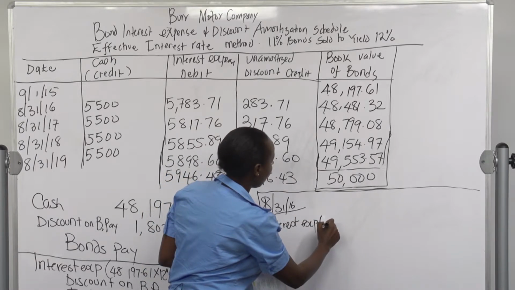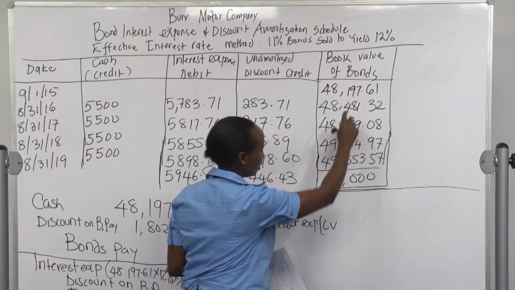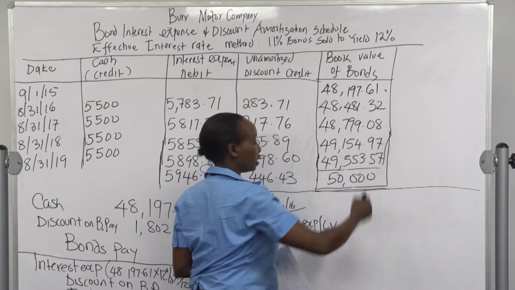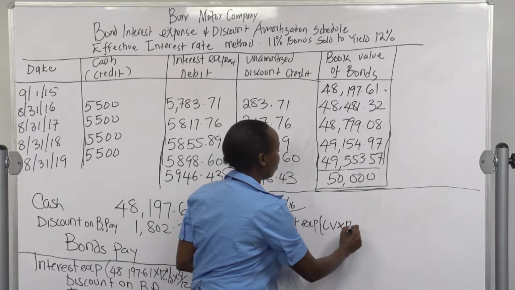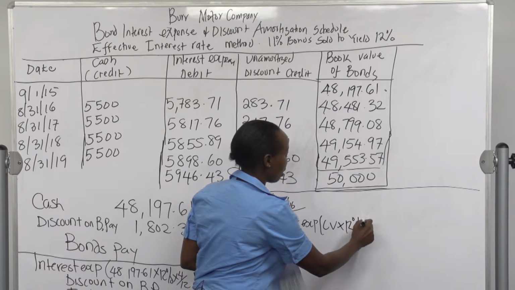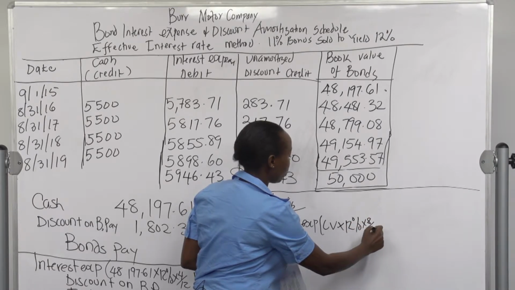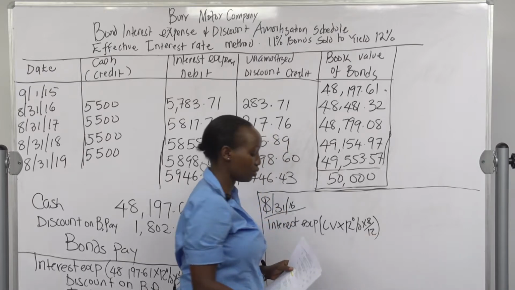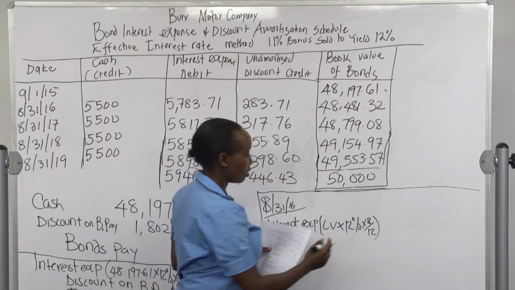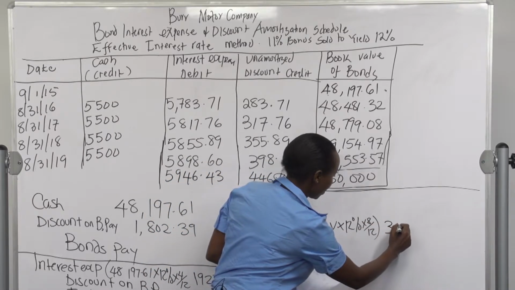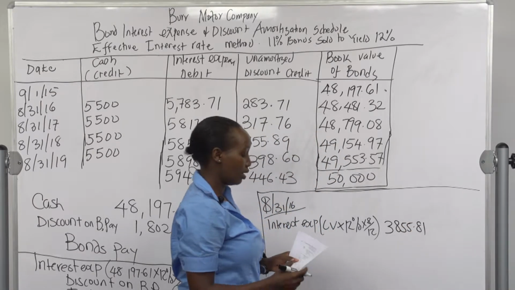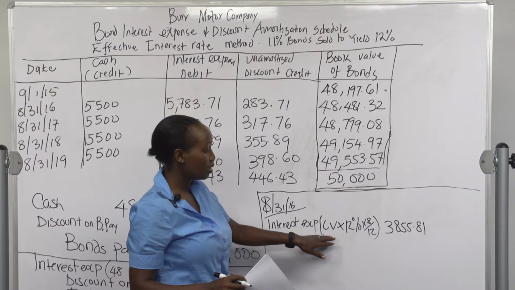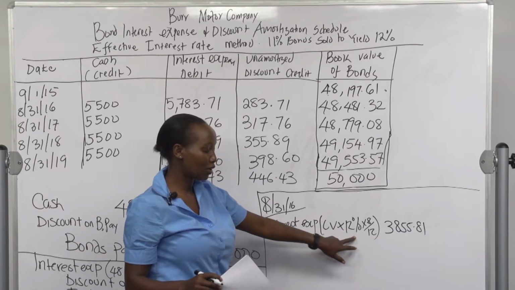So carrying value, which is this one here, 48,197 as of that time. Multiply that by 12%, and then multiply it by 8 out of 12. So we do use the yield rate on this. So we're going to have 3,855 and 81 cents. This is the interest for the 8 months.